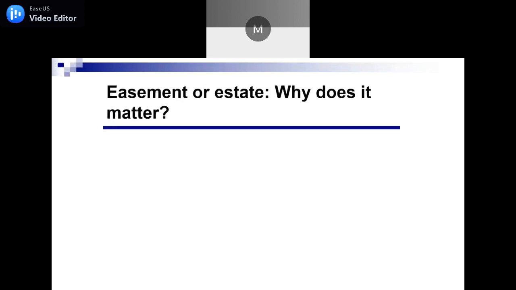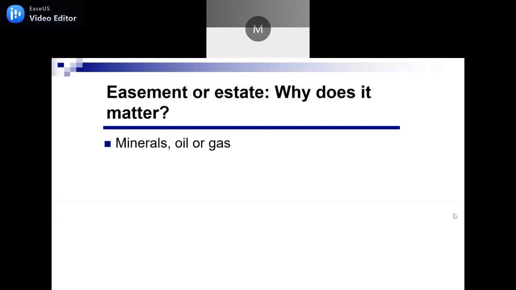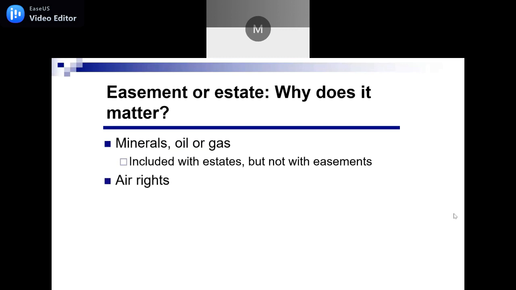So why does it matter whether someone has an easement or an estate? Both of them give you the right to go on the land. But it turns out that estates are much more valuable, much more useful, and much more flexible than easements are. Let's look at some of the reasons why this is true. Suppose there is a parcel of land and there are minerals or oil or gas on the land. If you have an estate, you're entitled to those minerals or oil and gas unless they've previously been severed from the surface estate. But with an easement, you don't get any minerals or oil and gas at all. You just get the right to make the limited use of the property that the easement grants to you.